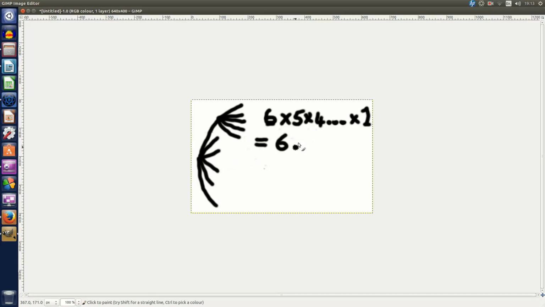Now, for those of you who've seen this notation before, yes, that is 6 factorial. That is a way of notating 6 times 5 times 4 times 3 times 2 times 1. So, for example, 10 factorial is 10 times 9 times 8 times 7 times 6, all the way down to 1.